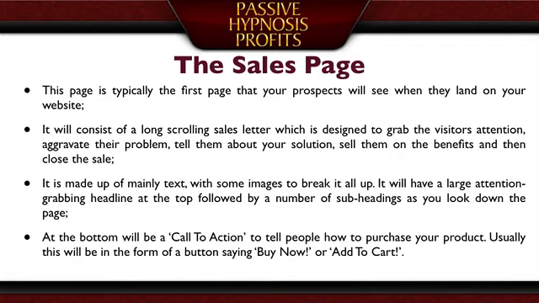I've done some extensive split testing on the text that you should have on the buy it now button. So we've tried all sorts. We've tried order now, buy now, add to cart, check out, all these different types of words that go on order buttons, and the best one we've ever used by a long way is add to cart.